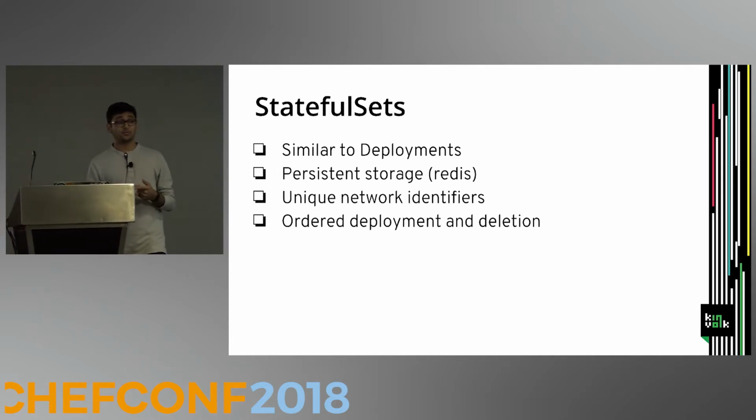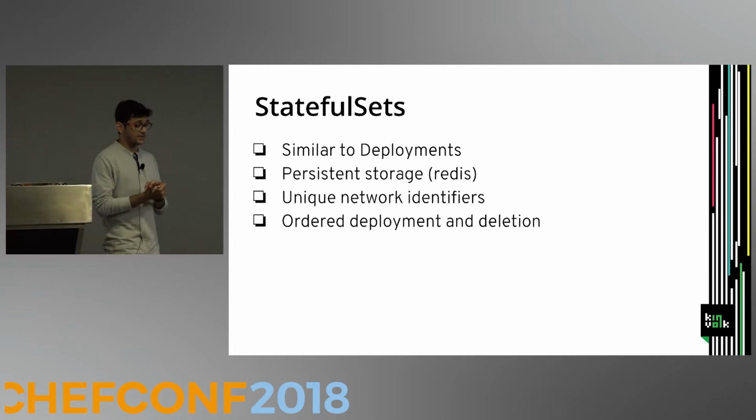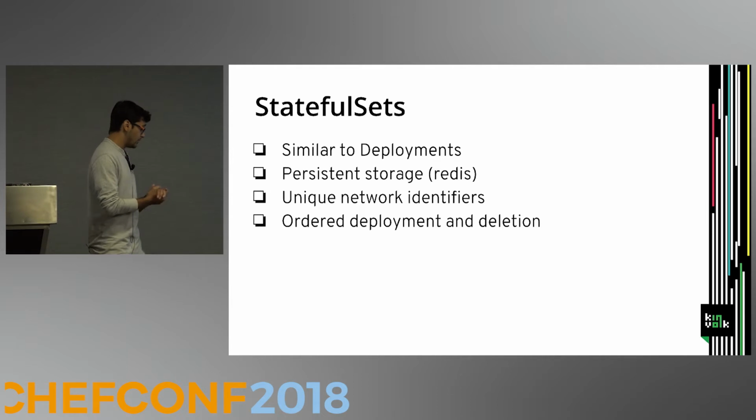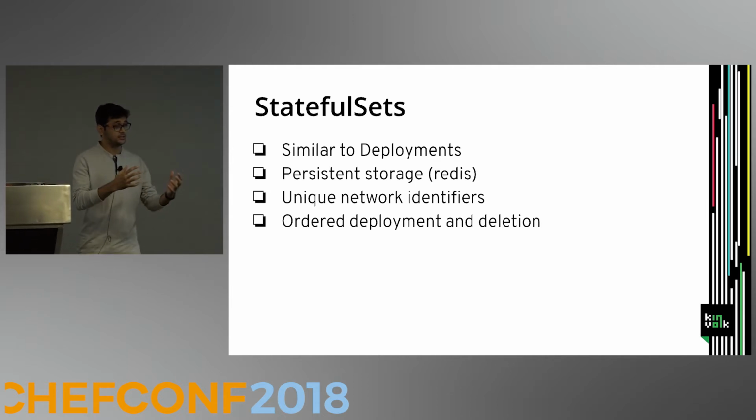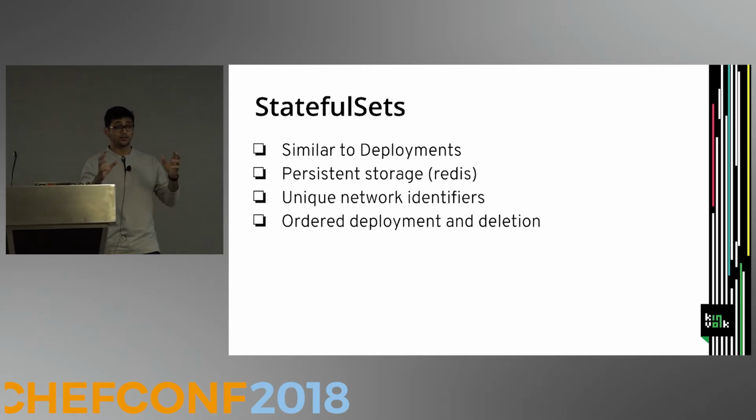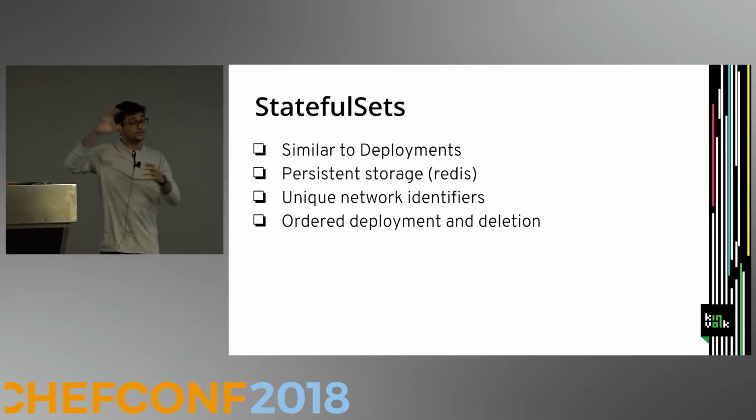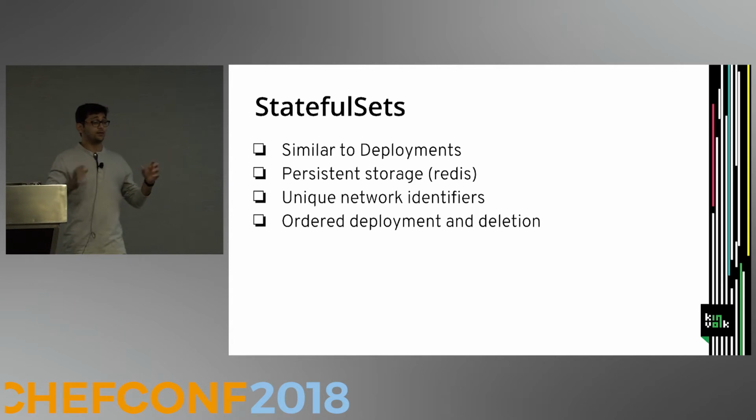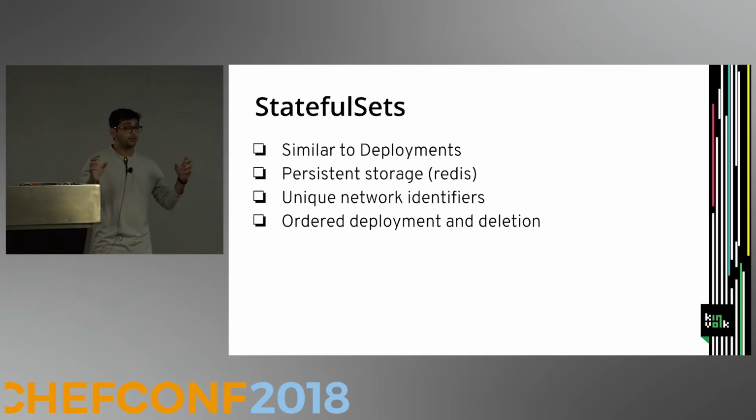A quick example can be Redis, where even if a pod gets deleted accidentally, you still want your data store to be safe and sound. Other things that the stateful sets adds is unique network identifiers. What that means is if your pod gets deleted from one node, and Kubernetes finds that this node does not have a lot of space, let's reschedule it to a different node, it will still find you the same network identifier. So your applications don't need to worry about changing network identifiers.